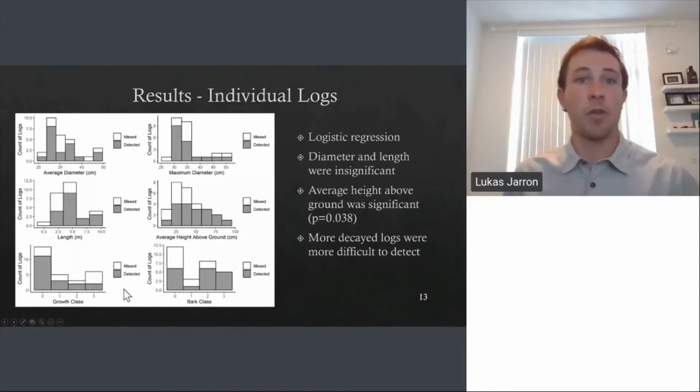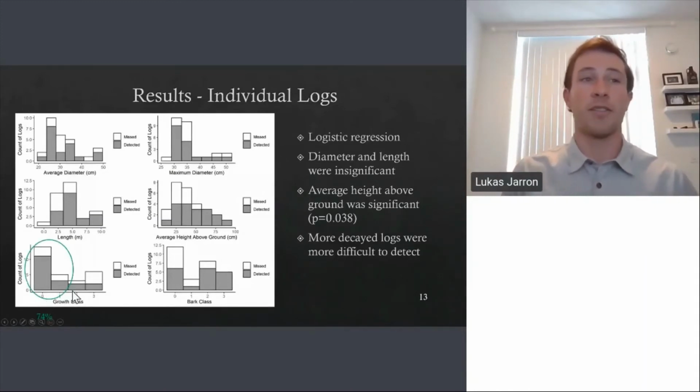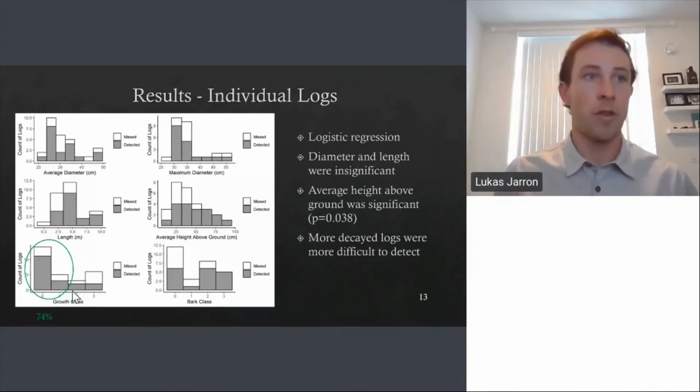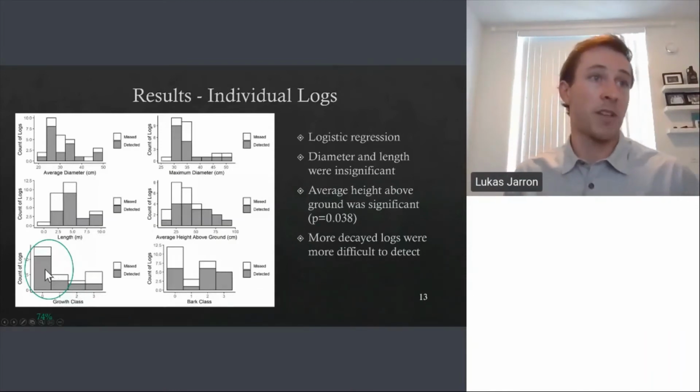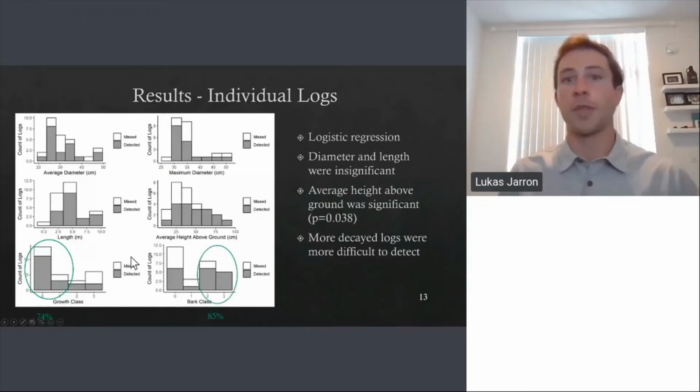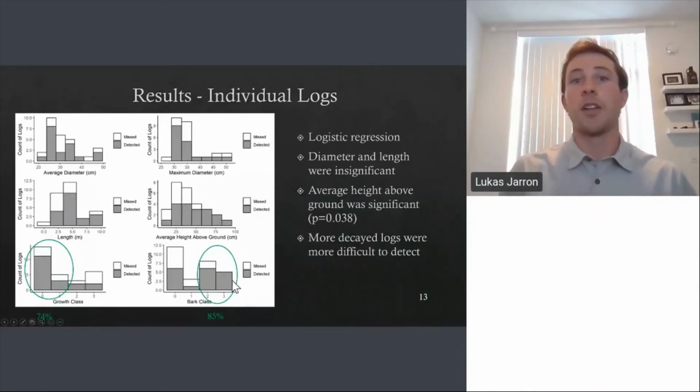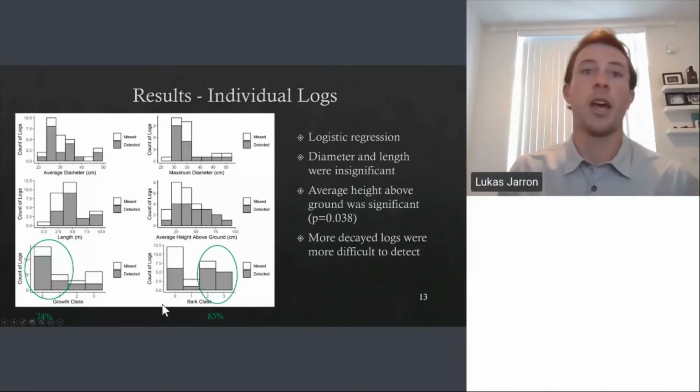And lastly, the growth and bark classes. Growth class 0 and 1, which represent logs that have no growth or very minimal growth on them, essentially logs that are recently fallen, were detected 74% of the time compared to a lot less for the older, more decayed logs. And we see a similar pattern in bark class, where class 3 represents logs that still have all their bark, or class 2 where they have most of their bark. So again, these are the newly fallen logs that are detected much more compared to the other ones.